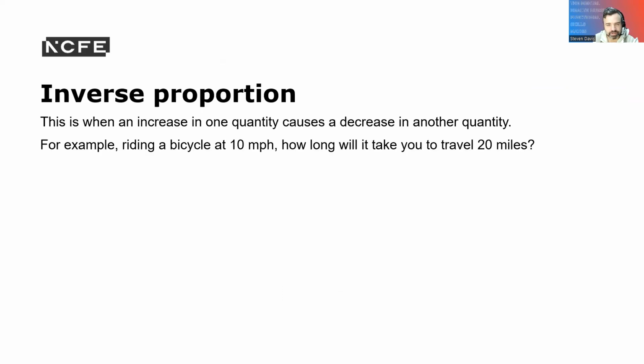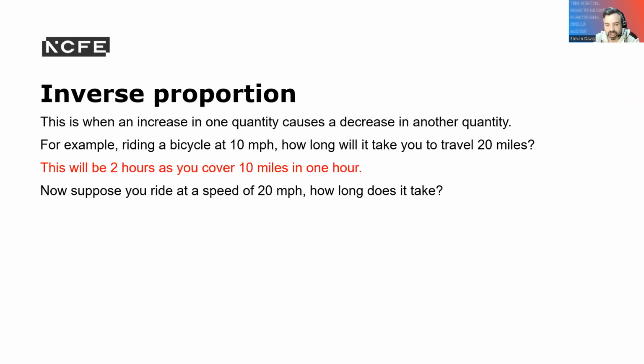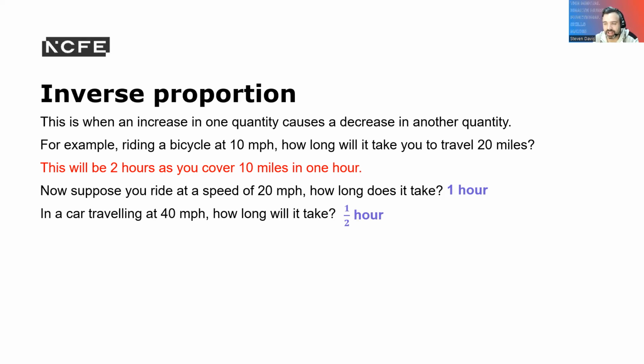Inverse proportions. This is when an increase in one quantity leads to a decrease in another quantity. So, for example, riding a bicycle at 10 miles per hour, how long would it take for you to travel 20 miles? This will be 2 hours, as you cover 10 miles in 1 hour. Now, suppose you ride at the speed of 20 miles an hour. How long does this take? So 1 hour. In a car traveling at 40 miles per hour, how long will this take? Then half an hour.